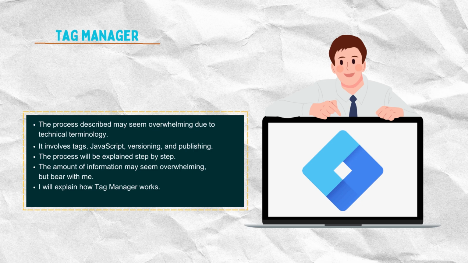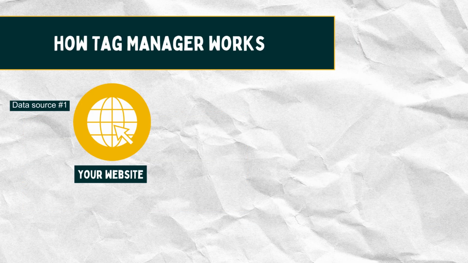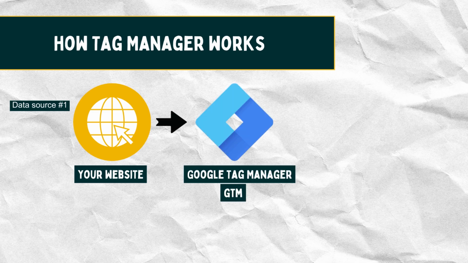I understand that the amount of information might seem overwhelming, but bear with me as I explain how Tag Manager works. Imagine you have a website with interactive elements such as videos, blogs, or form submissions. Perhaps you have been planning to launch a campaign on platforms like Google or Facebook to drive traffic to your website. In this scenario, Google Tag Manager or GTM becomes crucial because you want to track the interactions and activities of visitors coming from these campaigns.